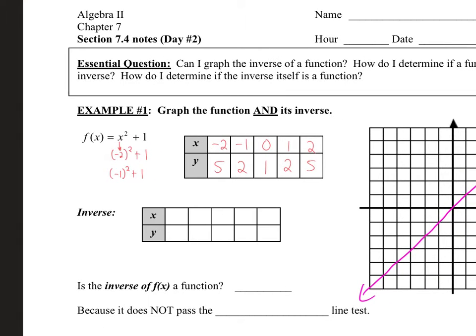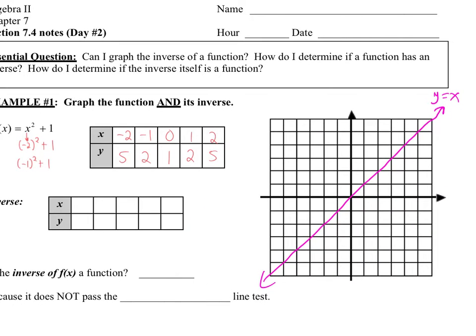Okay, so if we graph these points, we have -2, 5, which is left 2, up 5: 1, 2, 3, 4, 5. We have -1, 2, which is left 1, up 2. We have 0, 1, which is stay on the y-axis, go up 1. Then we have 1, 2, right 1, up 2. And then we have right 2, up 5: 1, 2, 3, 4, 5. And we can see it's going to make a parabola. And there we go. There's our graph.